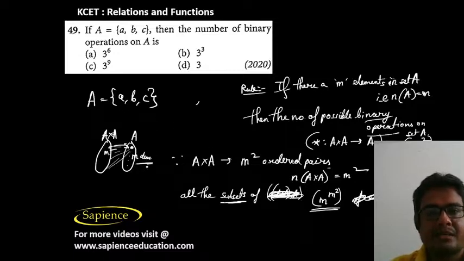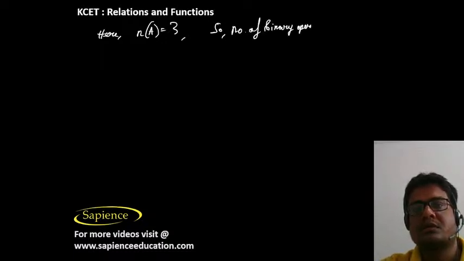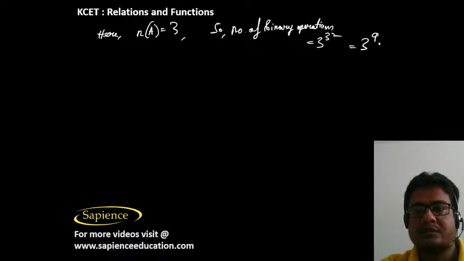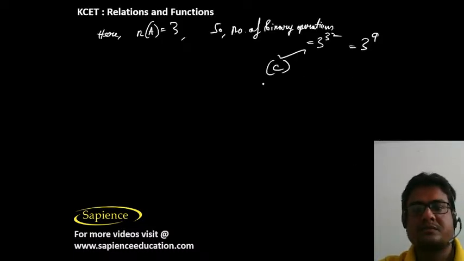So here we have the number of elements in the set A, that is 3: a, b, c. So the number of possible binary operations on the set A will be equal to 3 raised to the power 3 square, which is 3 power 9. So option C is the correct answer.